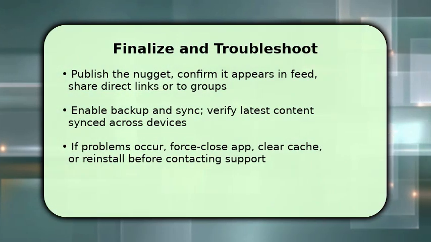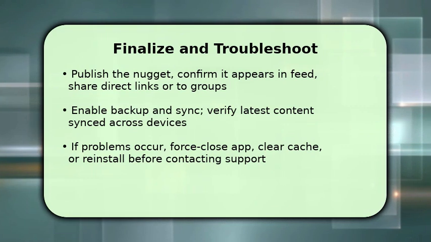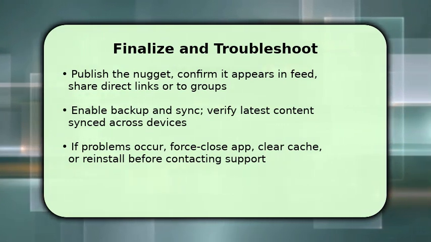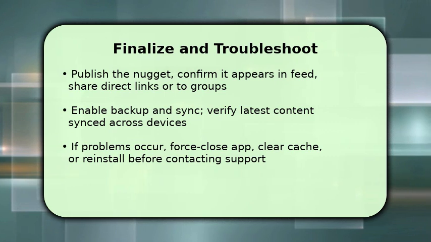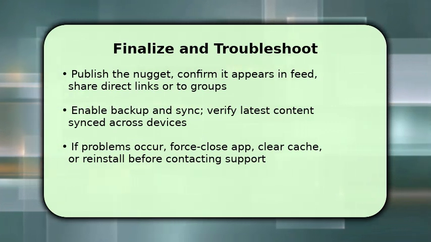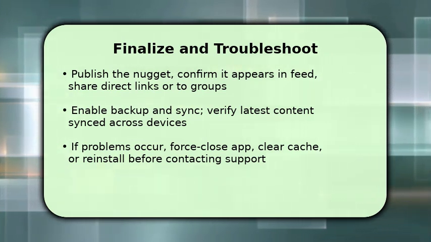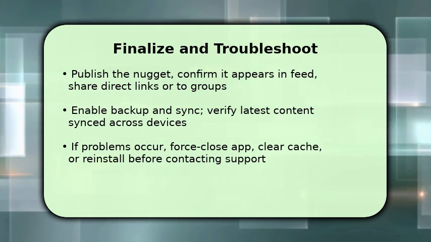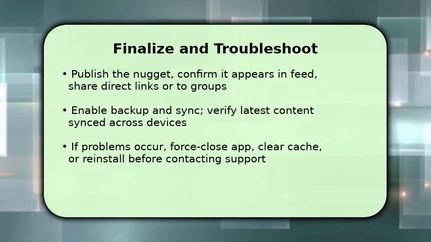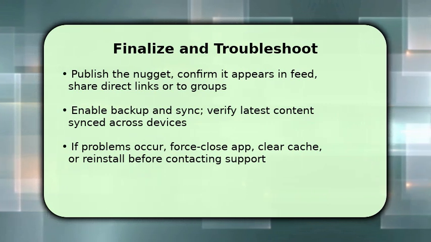To finish, publish your nugget and confirm it appears correctly in the feed. Use share options to send direct links or posts to groups. Once satisfied, enable backup and sync so your content updates across devices automatically, and check that recent items appear on another device. If something goes wrong, try the standard fixes first.